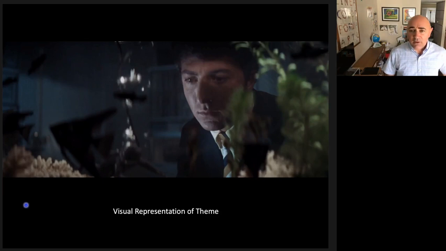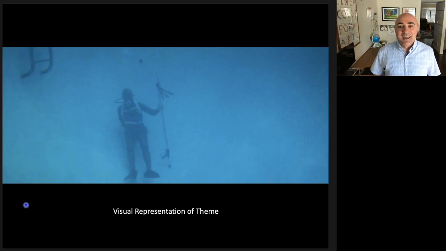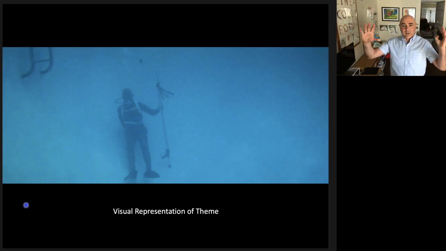And yet again, there he is. He's looking in the tank. He's reflecting, but his mind is underwater. Now, here comes the big obvious visual representation. His father literally buys him a scuba suit for his 21st birthday and forces him to wear it and to go into the pool. That shot, if you remember, was very beautiful because the camera was pulling back and we were just seeing him all alone there.